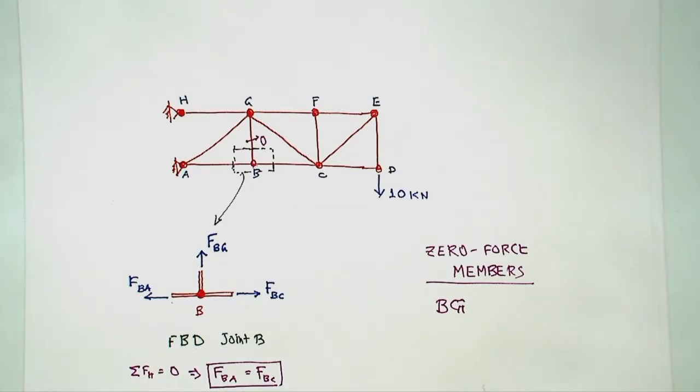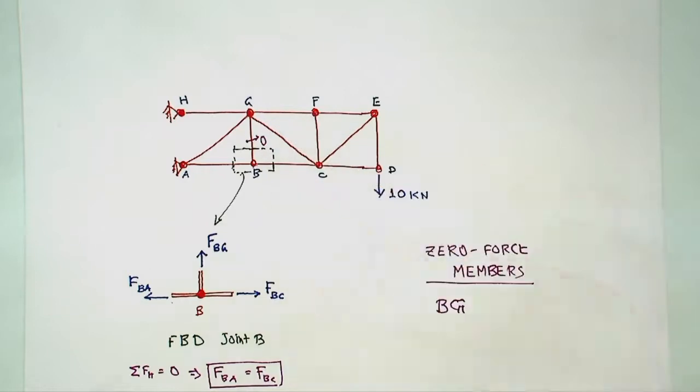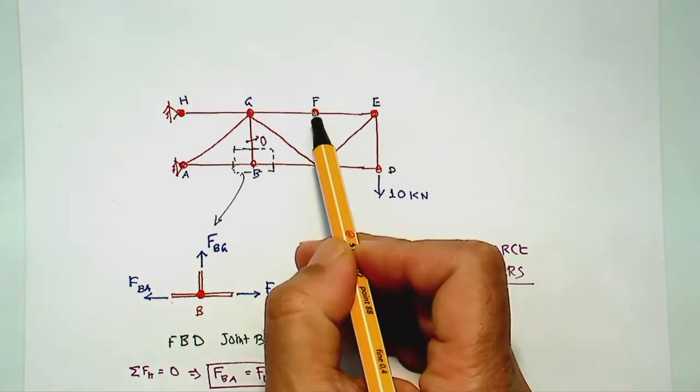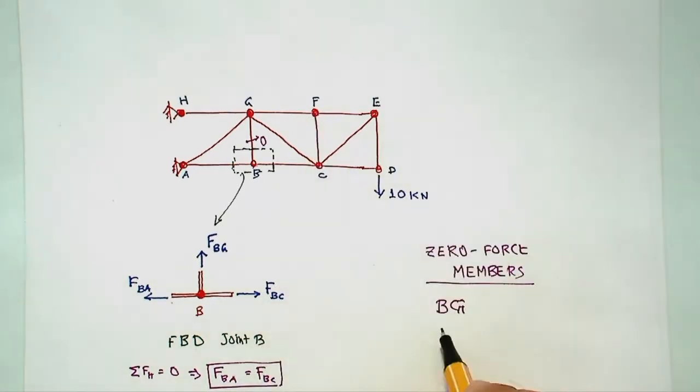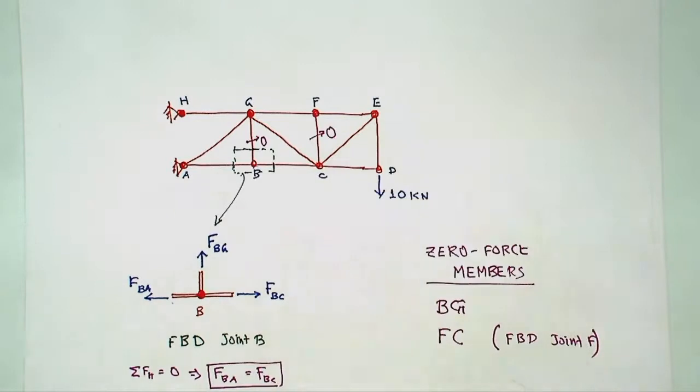Which one? This is just part of guess, but do you think FC could also work as a zero force member? It's also FG. FC, FC, yeah? Anybody agrees? Protected just like BG. Yeah, so if you take the free body diagram at joint F, then that would make FC also a zero force member. So if you do the free body diagram of joint F, then you will find this is also zero. Anything else?